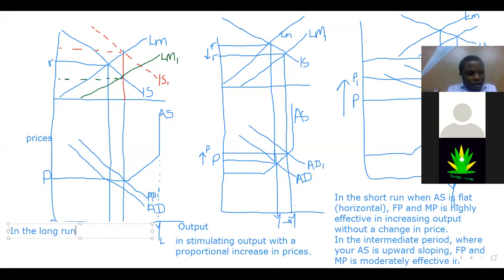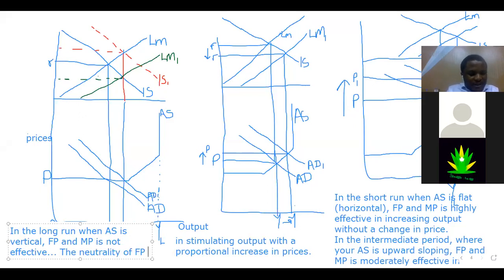What now happens in the long run? In the long run, when your AS is vertical, fiscal policy and monetary policy are not effective. That is the concept of the neutrality of fiscal policy and monetary policy. That tells you the behavior of your AD-AS in the short run, in the intermediate period, and in the long run.